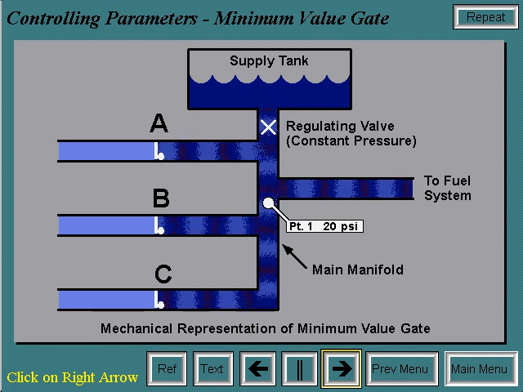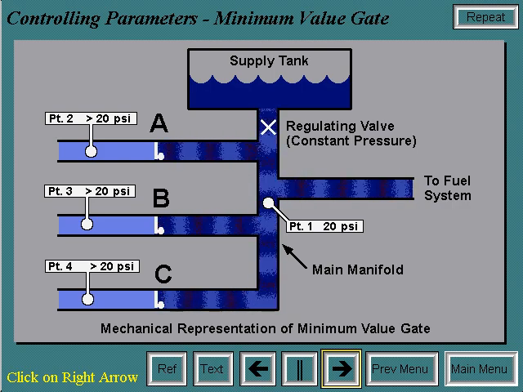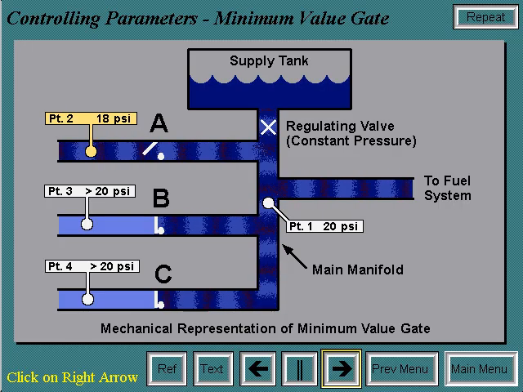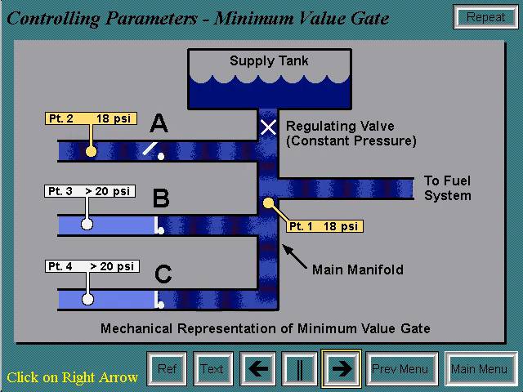If the pressure at points 2, 3, and 4 are higher than 20 psi, then there will be no control of the pressure at the main manifold. If the pressure at point 2 decreases to 18 psi, and the pressure at points 3 and 4 remain the same, then the pressure at the manifold will be brought down to 18 psi, and system A is controlling.